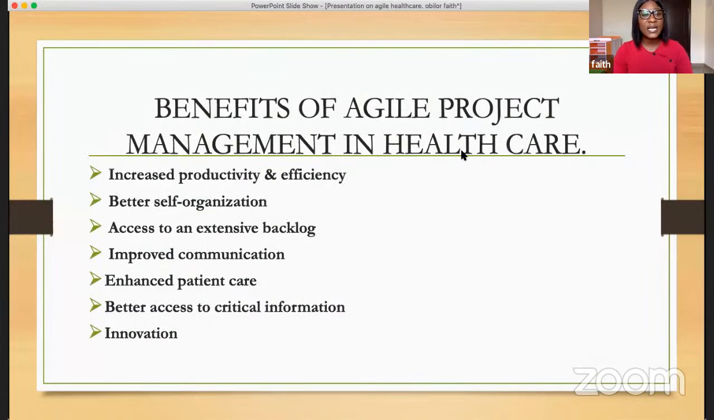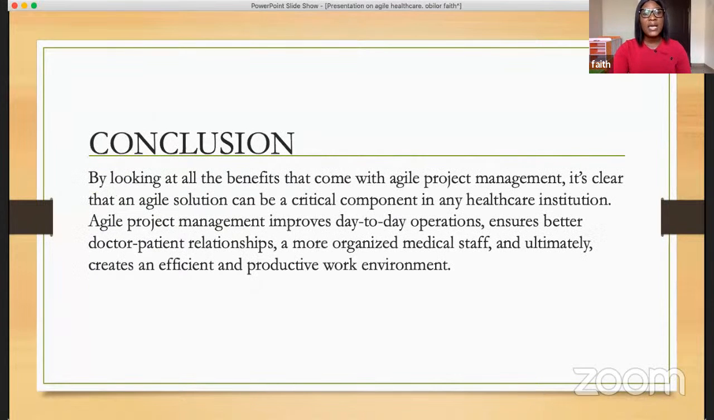So the benefits of Agile project management in healthcare include increased productivity and efficiency, better self-organization, access to an extensive backlog, improved communication, enhanced patient care, better access to critical information, and innovation, thereby being open to new ideas. Then in conclusion, by looking at all the benefits that come with Agile project management, it's very important.